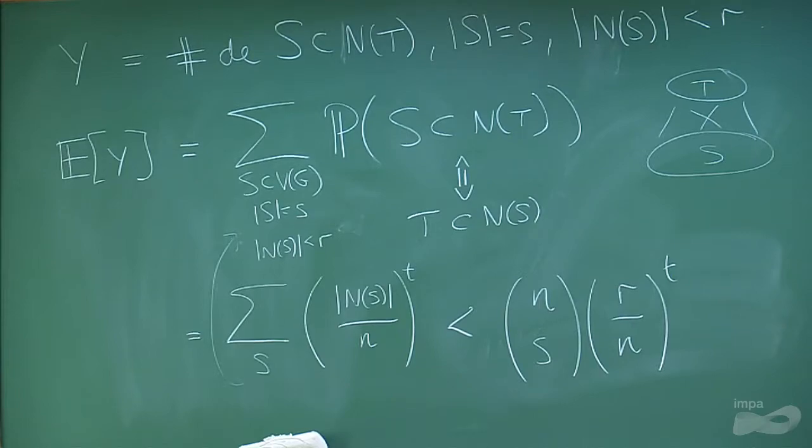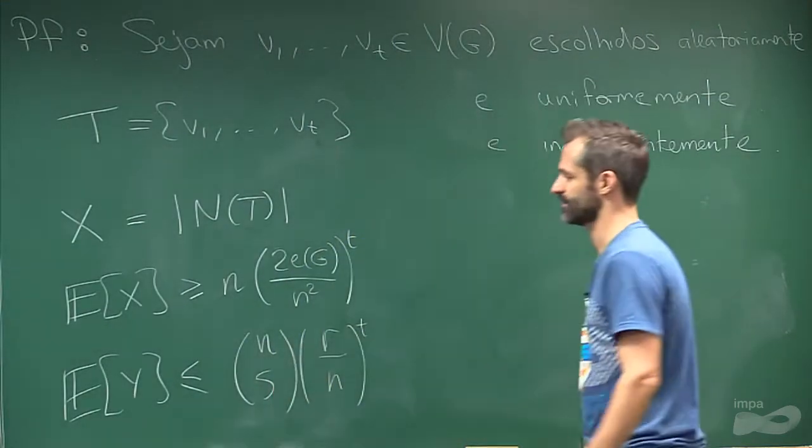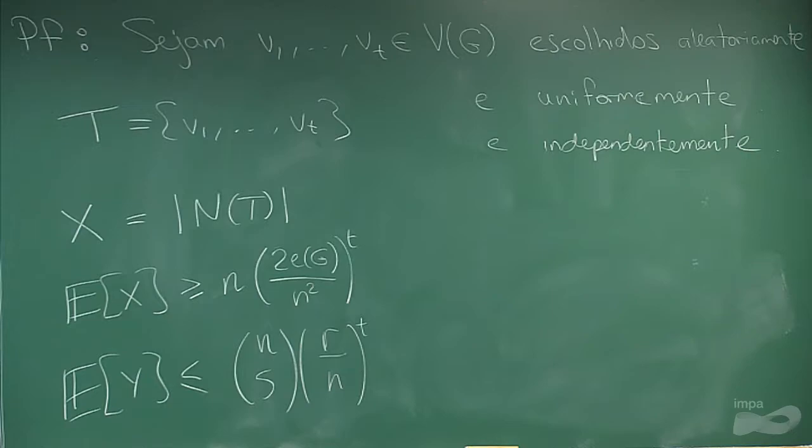So let's just record here what we've proved. The expectation of X is at least this: n times 2e(G) over n squared to the t. The expectation of Y is at most that thing, n choose s, r over n to the t. Now, how are you going to deduce that there exists a set A with the properties you want, and what's the condition that you need?